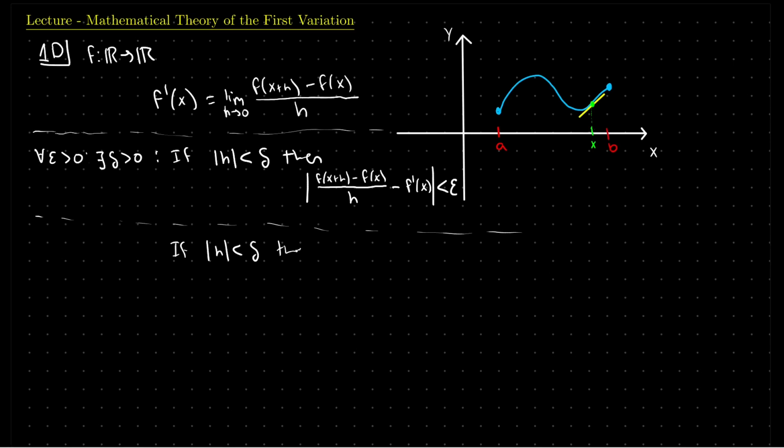then the absolute value of f of x plus h minus f of x minus f prime of x times h is less than, the absolute value of this difference is less than epsilon times the absolute value of h.